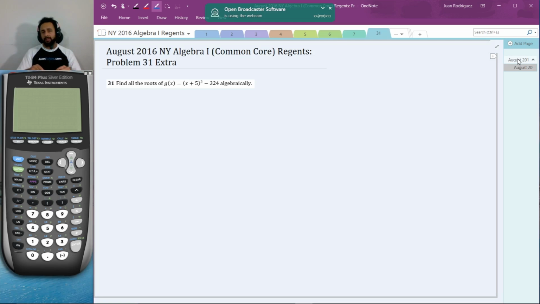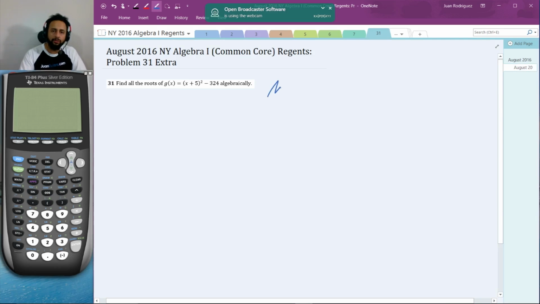So here's the problem. (x plus 5) squared minus 324 equals 0 algebraically. So what we're going to do is we're going to expand it. So method 2 is expand and factor. Now the expand and factor method is a little bit longer in this example, but I want to show you how to use it.